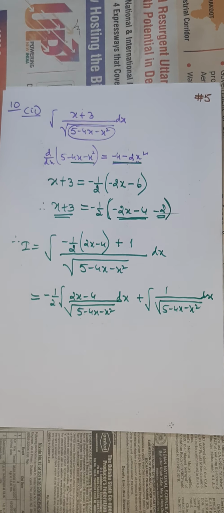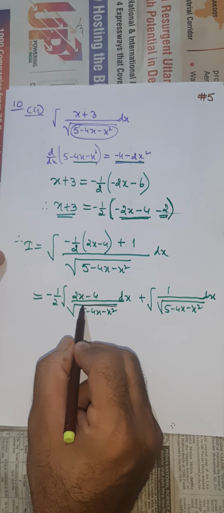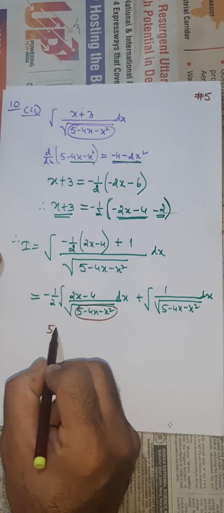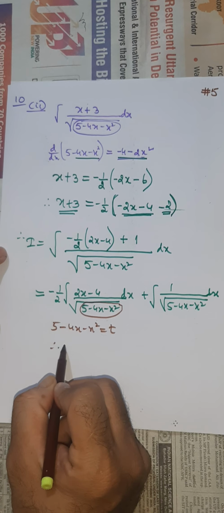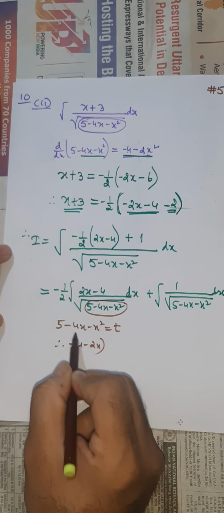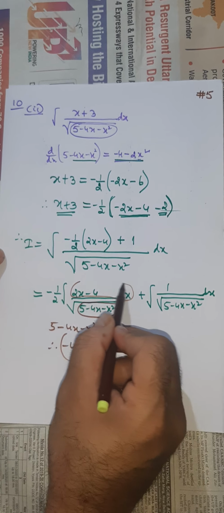How will we do the first one? You know it. Put the expression inside that root equals to t. So we get dt. Take 5 minus 4x minus x square as t. So minus 4 minus 2x into dx becomes dt. That's why we did this, that you know. So we get dt.